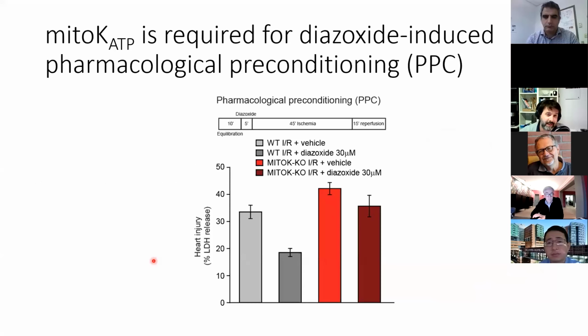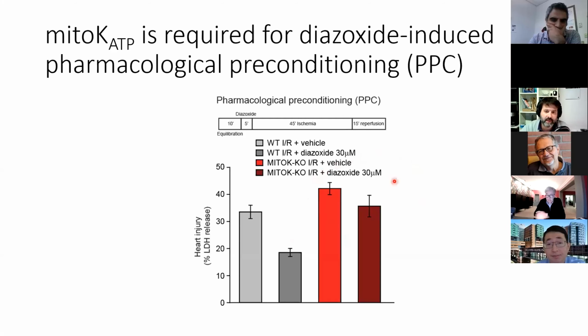So we tested this. First we used a pharmacological preconditioning model. This is an ex vivo model, where you take the heart, you perfuse the heart either with vehicle or with a MITOK ATP opener, such as diazoxide, and then you measure the heart injury after ischemia and reperfusion. As you can see here, as reported by others, diazoxide is an effective treatment to prevent reperfusion injury.